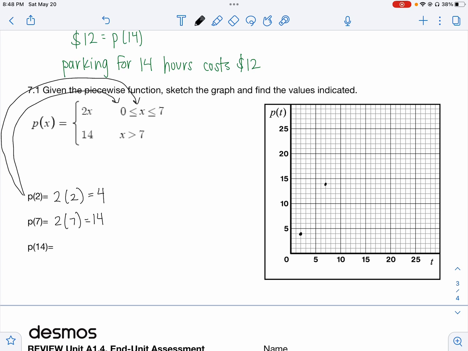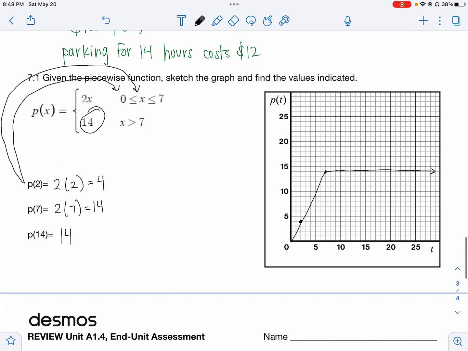So at 7, I'm going to have a y value of 14. And since I know that that is a linear part, then that's going to be a straight line through there to 0. P of 14 is then just going to be 14. So since this is a constant, that means it's a flat line. So forever, it's just going to go on as a flat line at 14.